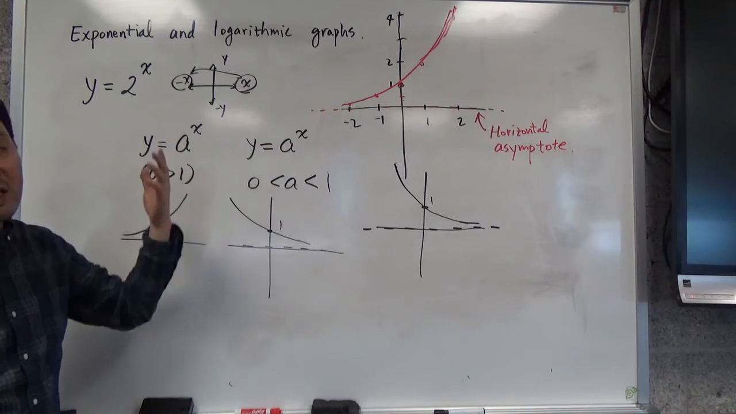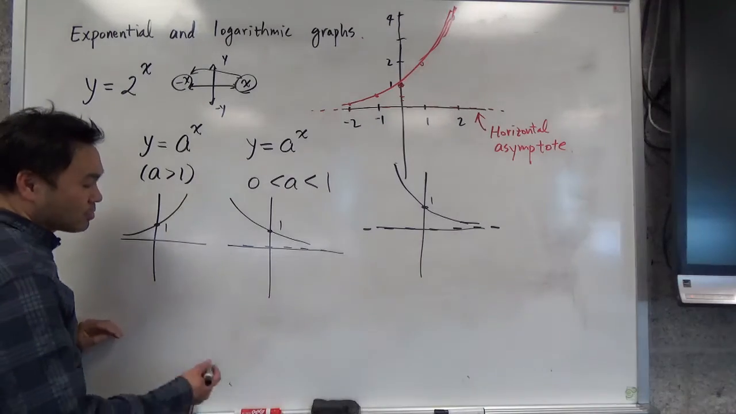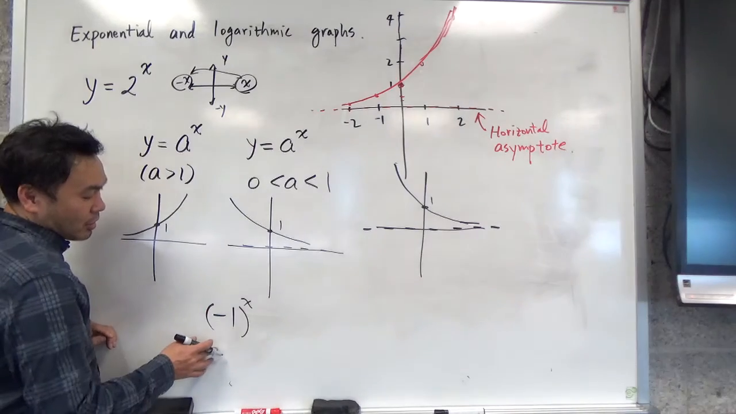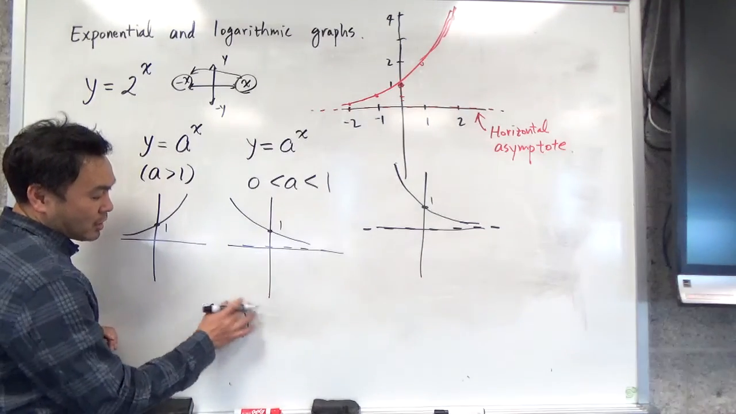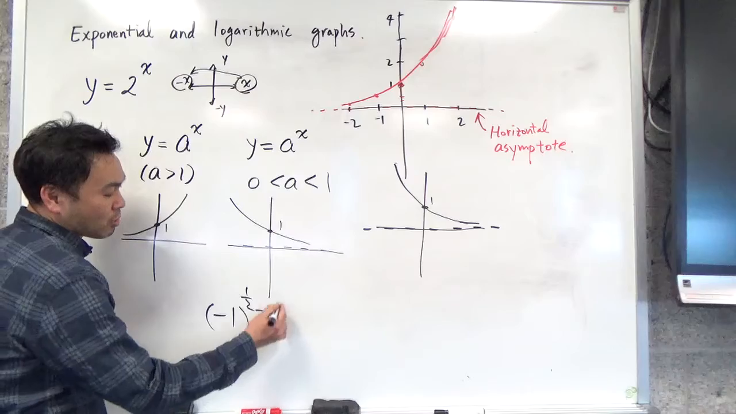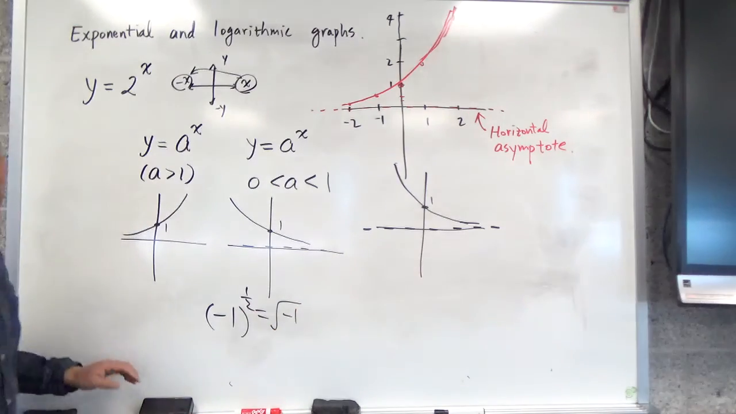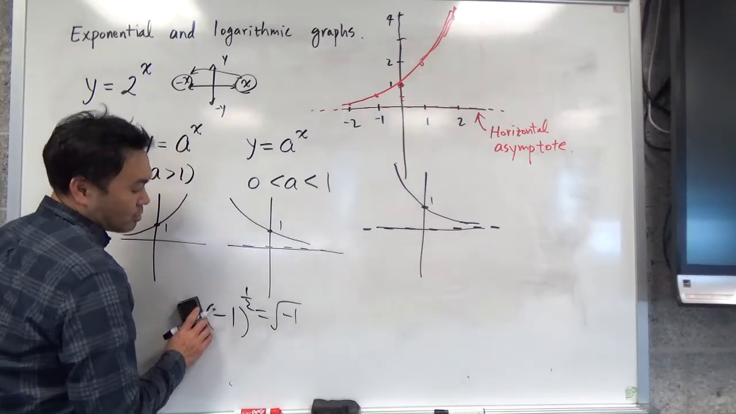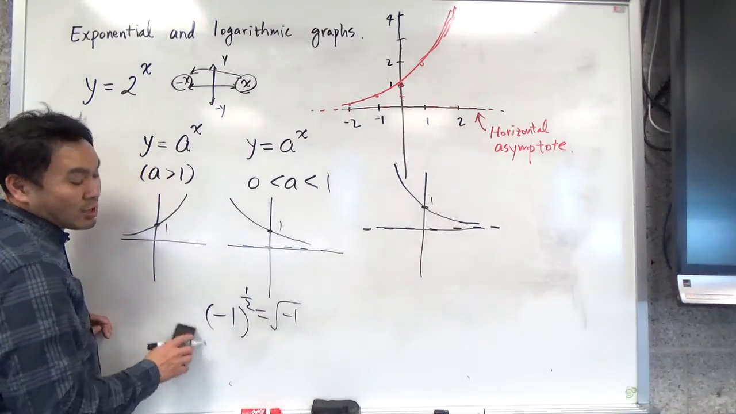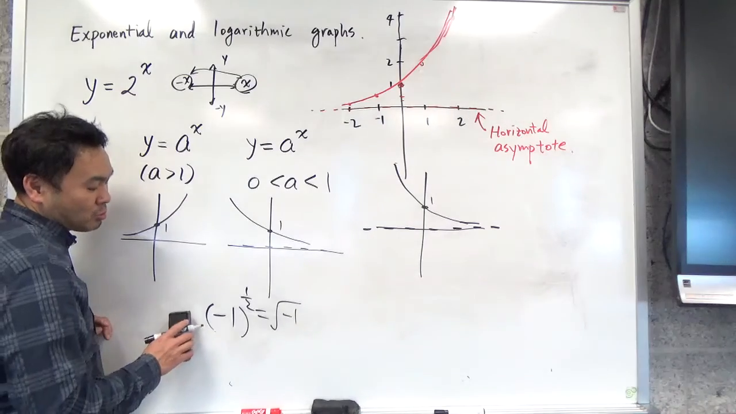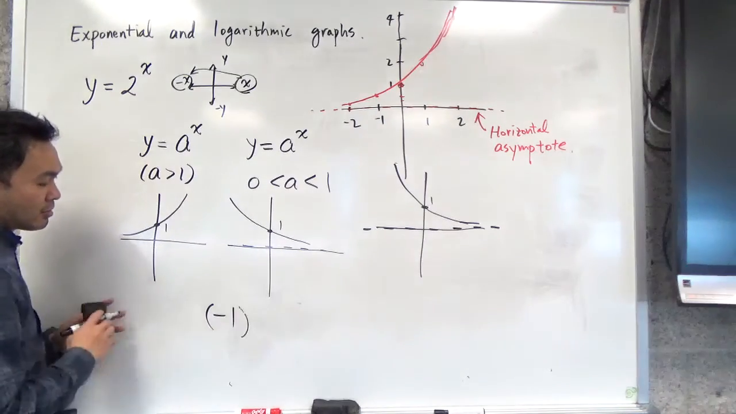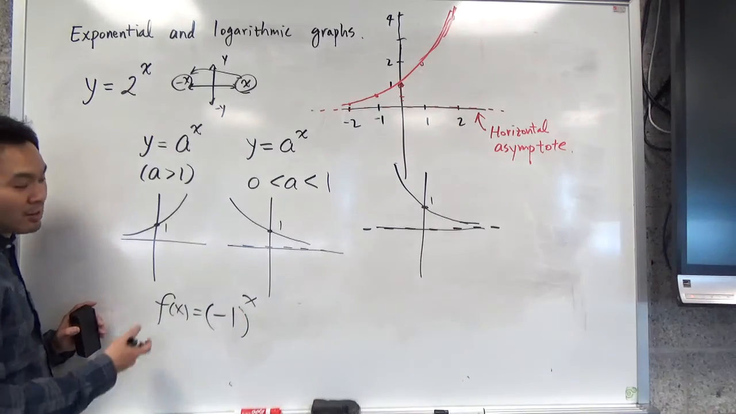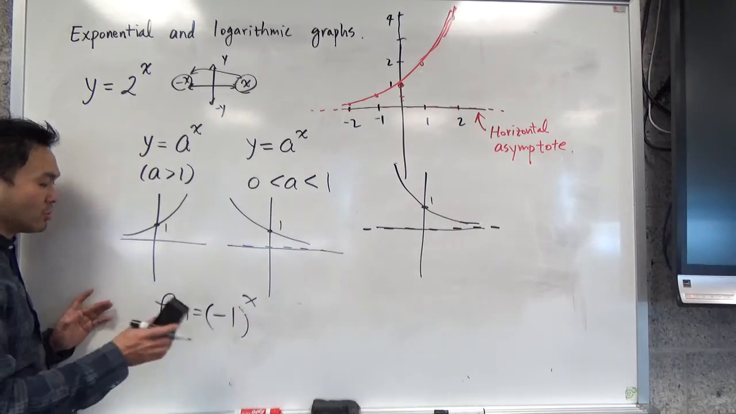When you have a as negative, say negative 1 to the x, this is not good as a function because, for example, if you had x value as 1/2, that's the same as square root of negative 1. That's not a real value. And we only consider real values in pre-calculus. We only consider functions that give out real values. So if you had a function like f of x equals negative 1 to the x power, that's not a function that gives out real values, so we don't consider that.